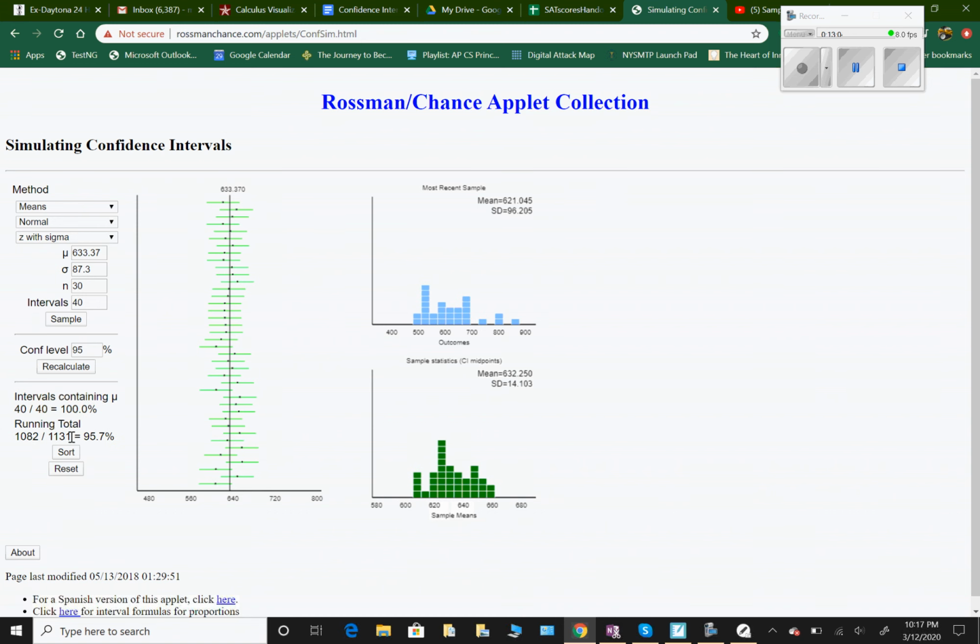And we've done 1,131 intervals so far. If we did many, many intervals for a really long time, what we'd find out is that this running total would zoom in around 95%. And that's because we used a z-score of 2, which would capture the true mean 95% of the time. And that's your basic introduction to one sample z intervals.